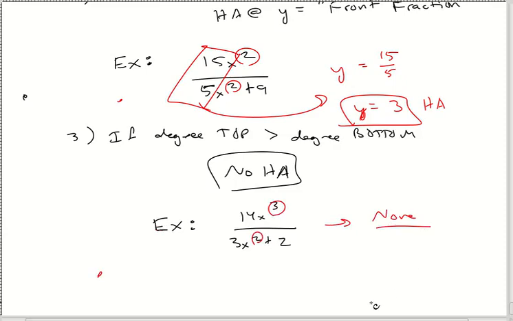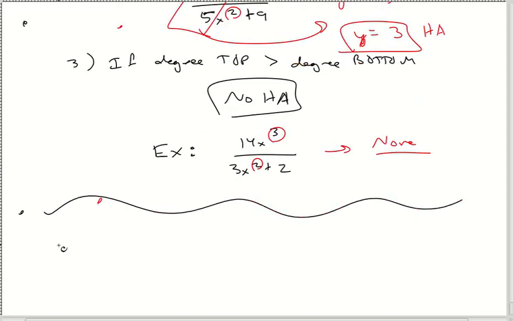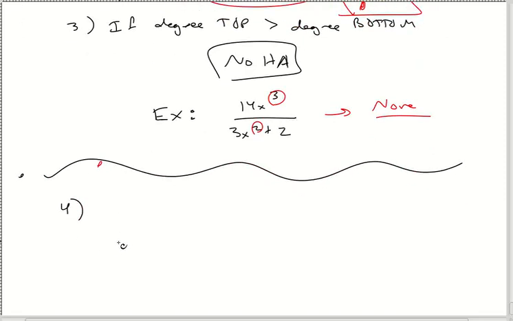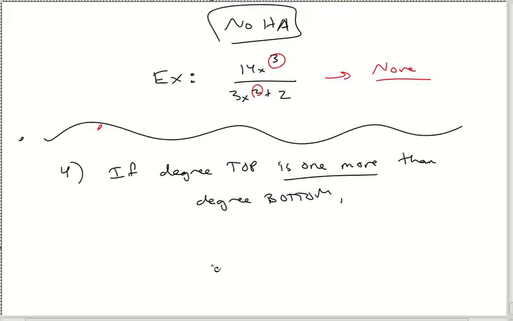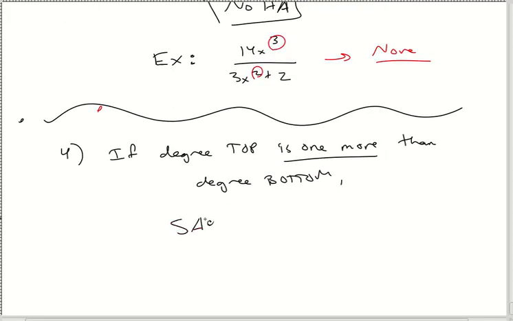Okay. So I have the 3 rules. There you go. They're actually pretty simple. But there's a 4th rule. Yep. So let me do this one. If, this is a weird one, if the degree of the top is one more than the degree of the bottom, what do you get? You get a slant asymptote.